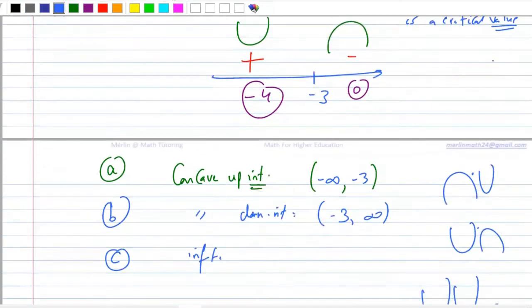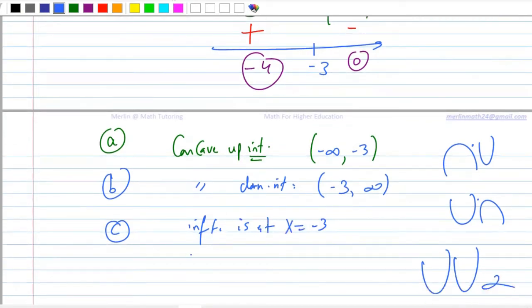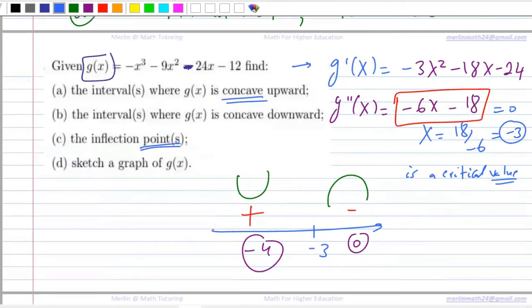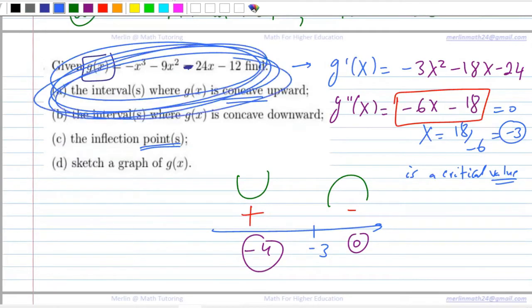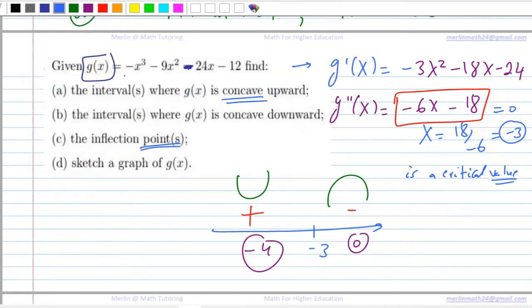Now here I have x equal to minus 3. I should get its y. So you say inflection is at x equals minus 3. If I want to get its y, you just replace back in the function. So the function is g. Go back to g, the original, not the double prime. To get the point, because this sits on the function itself, you go back to this original.